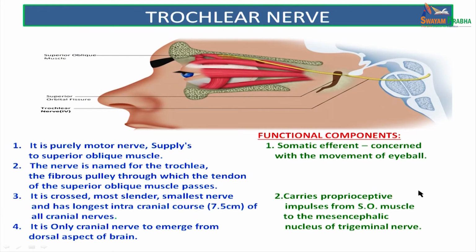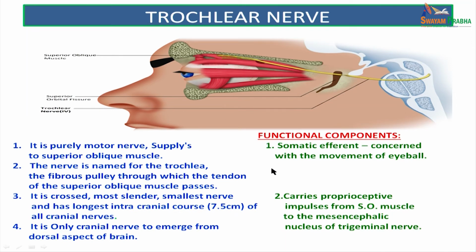Now coming to the trochlear nerve. The trochlear nerve again is purely a motor nerve and supplies superior oblique muscle only. The nerve is named as trochlear nerve because the superior oblique muscle takes a bend at the bone of the orbit, which is called as trochlea. That is the reason the trochlear nerve, since it is supplying superior oblique muscle, has got its name as trochlear nerve.